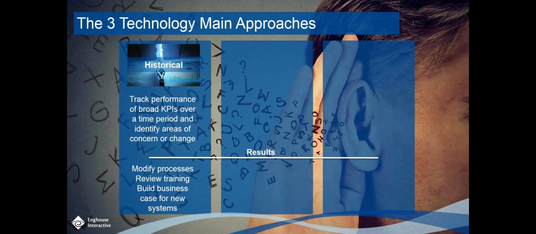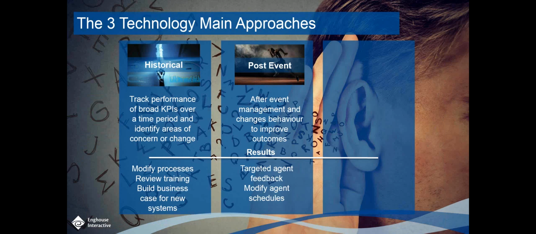There's the historical one, where you look at a past period, the last month or the last week or something. And that's great to build trend analysis for things like research and even workforce scheduling. Post-event is still historical, but closer to the event, right afterwards, or within an hour. And that's good to identify training needs and impacts.